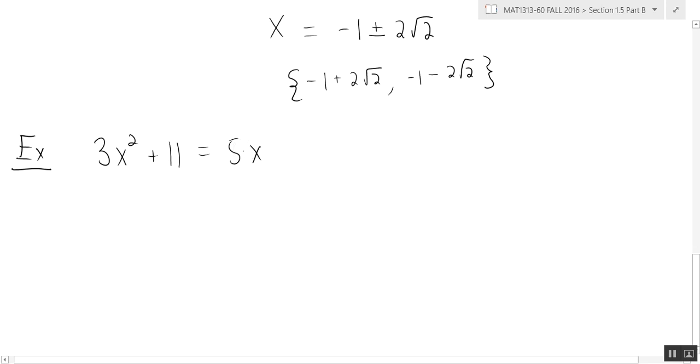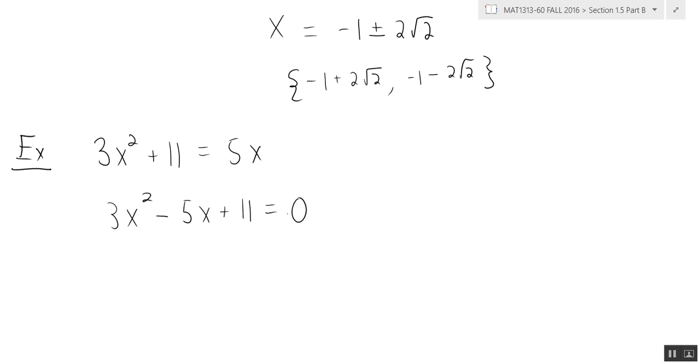Alright, now remember we write the x squared term and then we write the x term. So, and then we write the constant, or the number part, equals 0. So I have 3x squared. When I move the 5x over, what is that going to do? It's going to make me have what? Minus, or negative 5x, and then plus 11 equals 0. So that's the form that I want to have this in to use the quadratic formula.